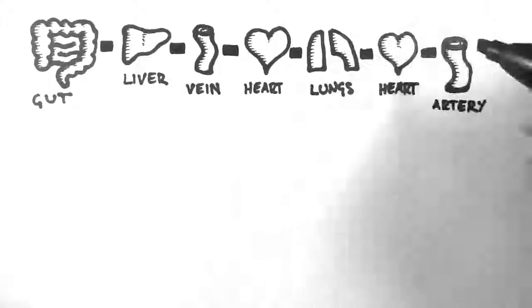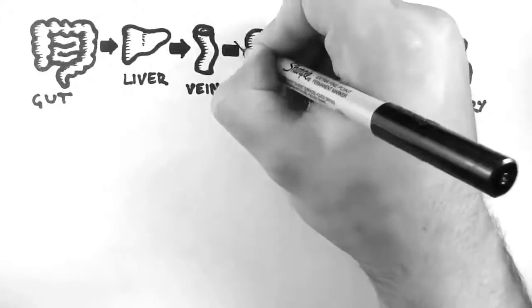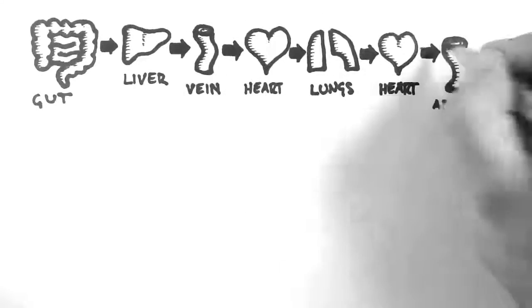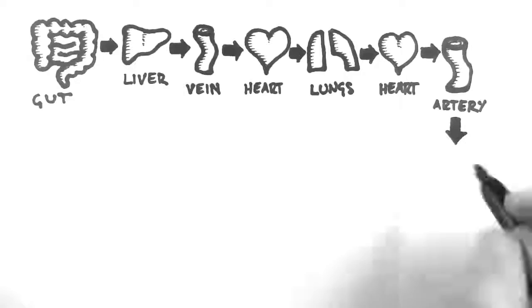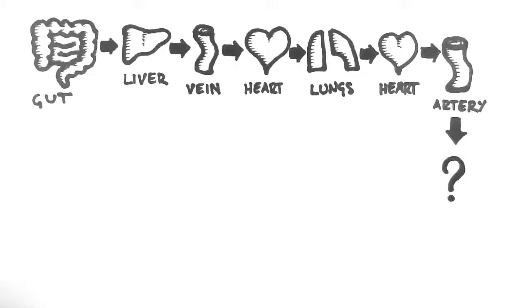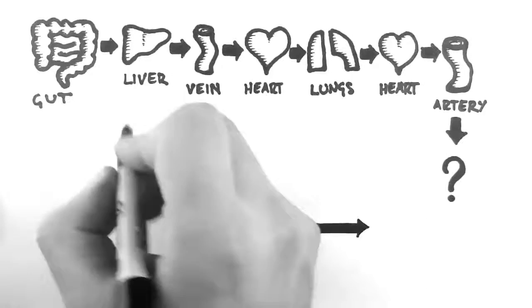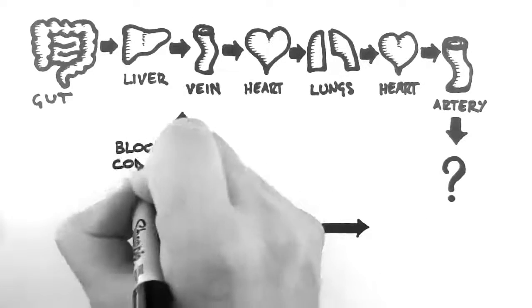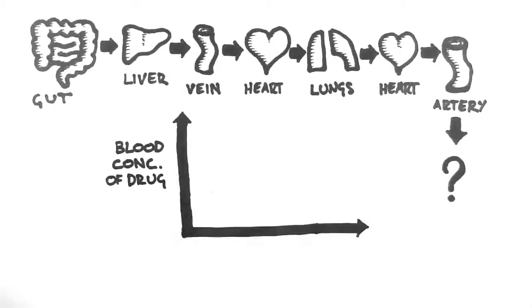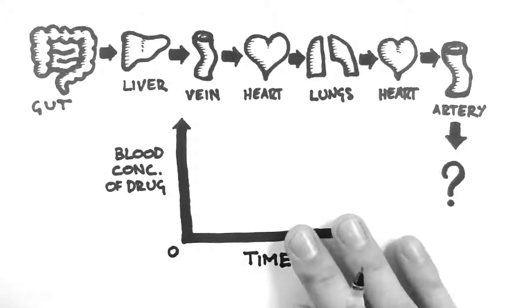What we are going to do is place drugs into different parts of this system and measure their concentration in the arterial circulation over a period of time. So I'll draw a set of axes, and on the y-axis we have blood concentration of drug, and on the x-axis we have time. We'll begin with the most common route of drug administration, which is orally.